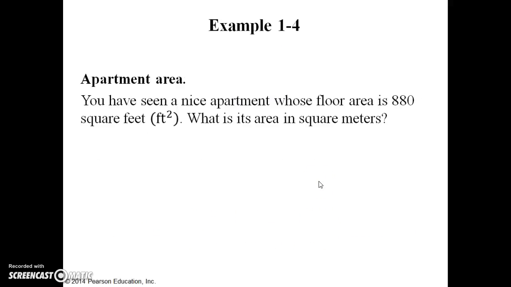Here's a practice problem for you to do on your own. You have seen a nice apartment whose floor area is 880 square feet. What is its area in square meters? The answer you should get is 82 meters squared. You can find the steps if you look in your book, for example 1.4.